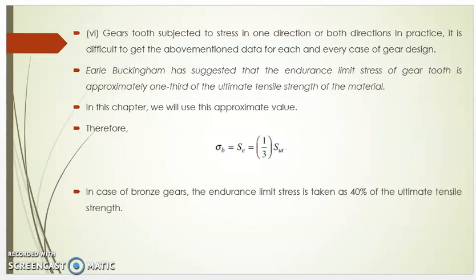In practice, it is difficult to get the above mentioned data for each and every case of gear design. Earle Buckingham has suggested that the endurance limit stress of gear tooth is approximately 1/3 of the ultimate tensile strength of the material. Therefore, in this chapter we will use this approximate value. Therefore, sigma B is equal to SE is equal to SUT divided by 3. In case of bronze gear, the endurance limit stress is taken as 40% of the ultimate tensile strength.